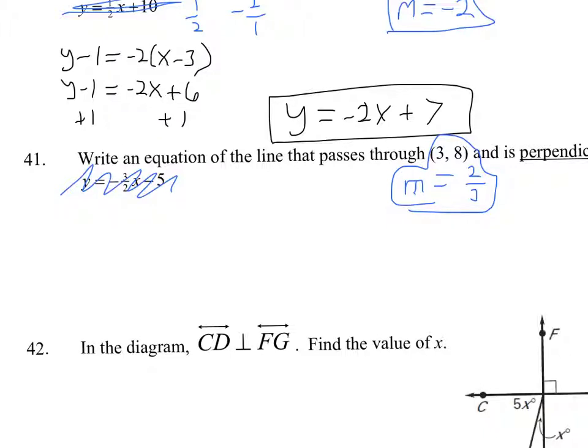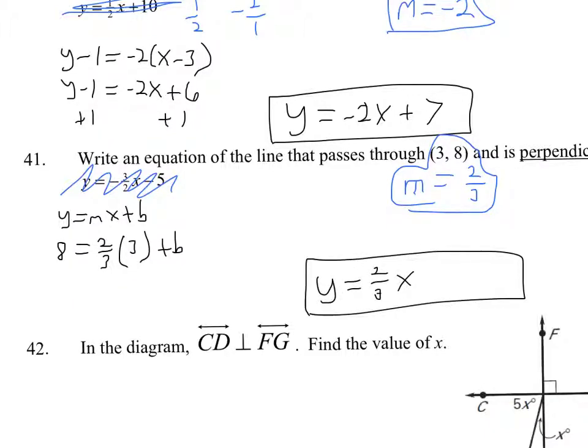I'll do this one using slope-intercept form, y equals mx plus b. So my y value is 8, my slope is 2/3, x is 3, and I don't know what b is. It's like, I already know my answer is going to be y equals 2/3 x something, I just don't know what that b will be. So 8 equals, let's see here, 2/3 times 3 is actually just 2. And then subtract 2 from each side, and b equals 6. So my answer, y equals 2/3 x plus 6.